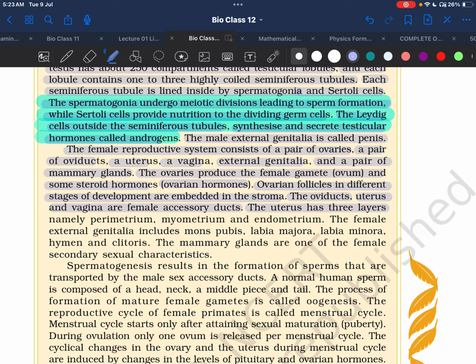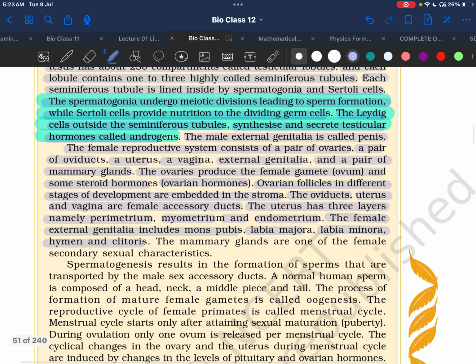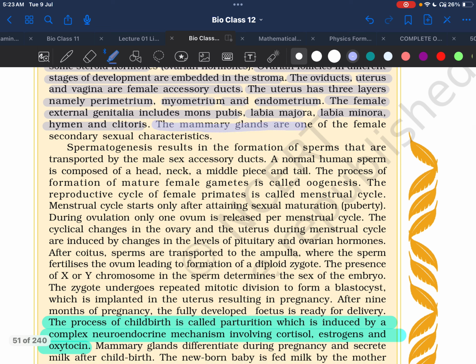The uterus has three layers, namely perimetrium, myometrium, and endometrium. The female external genitalia includes mons pubis, labia majora, labia minora, hymen, and clitoris. The mammary glands are one of the female secondary sexual characteristics.